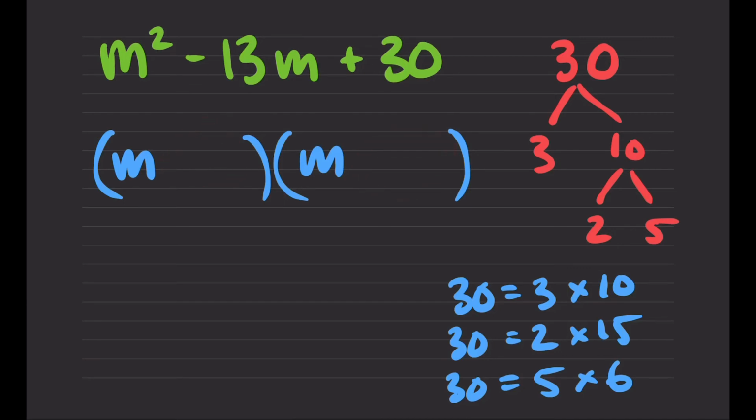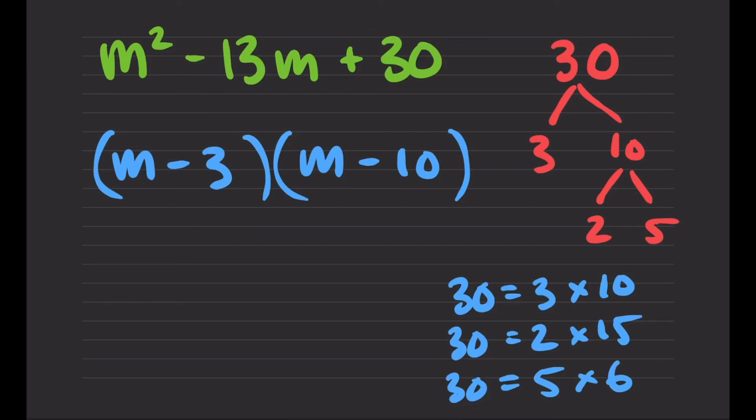Well, let's just try a random one. Let's do this one over here. So 5 and 6, if I add 5 and 6 together, I get 11. That's not 13. So let's try another one. If I add 2 and 15 together, that is going to give me 17, not negative 13. Must be this one then. So 3 times 10 is 30, but 3 plus 10 is 13. Now keep in mind we want negative 13, so we have to actually switch it up a little bit. So this is going to be both negative. So I've got negative 3 over here and negative 10 over here.